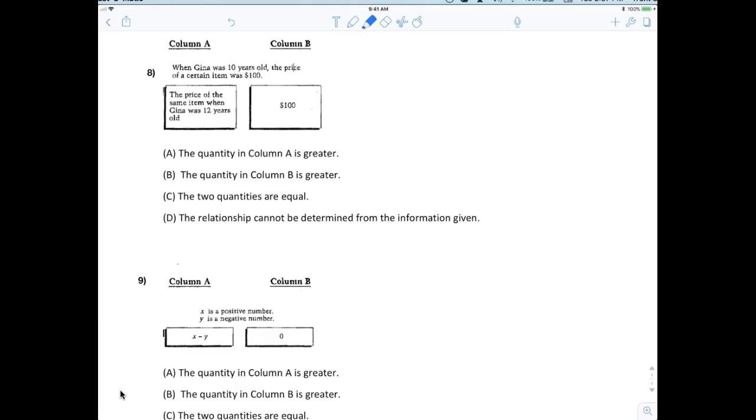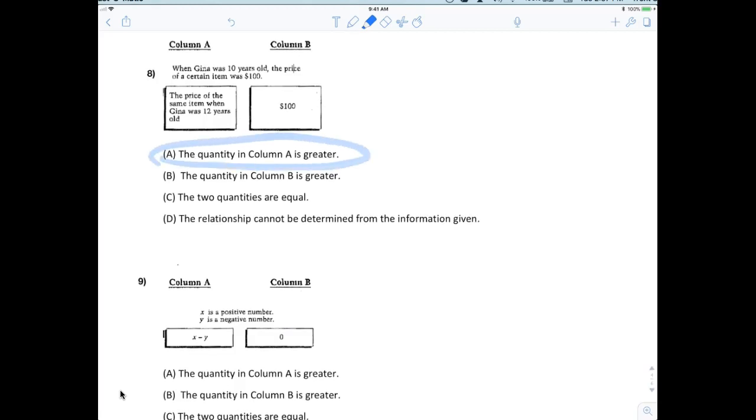Okay, good. That's what you're supposed to do. All right, so number 8. I just want to talk about 8 real quick. What do you think? Because it said when she was 10 years old, it was 100, and then when she was 12, you just add 100. Because it automatically what?